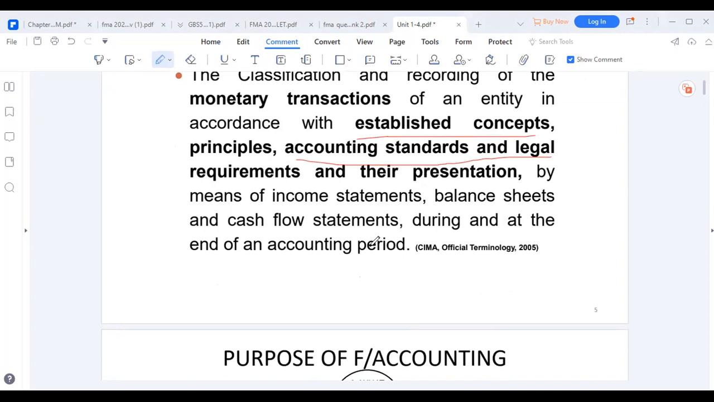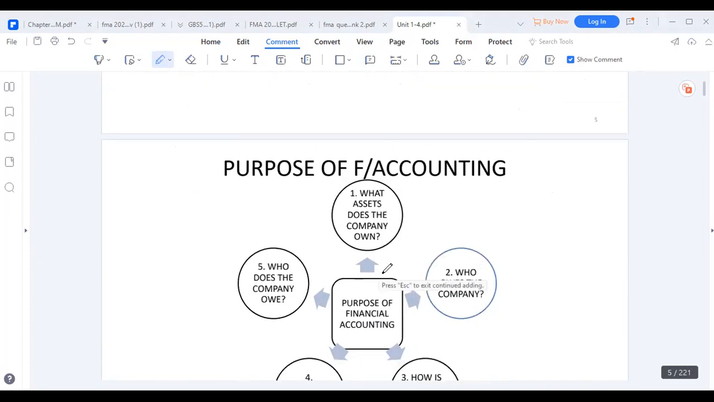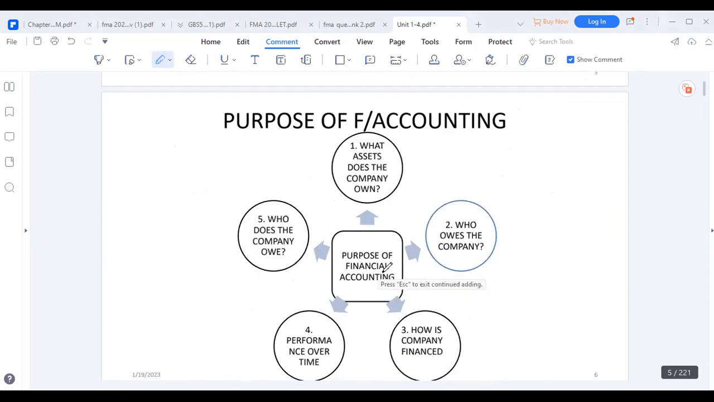And then getting down to the purpose of accounting, what assets are. Of course, we'll get into details of what assets are in accounting, what the liabilities are in accounting, and just about a number of other items that we need to look at.